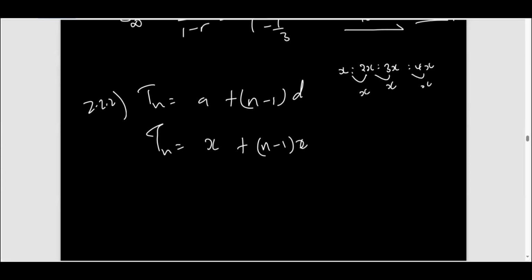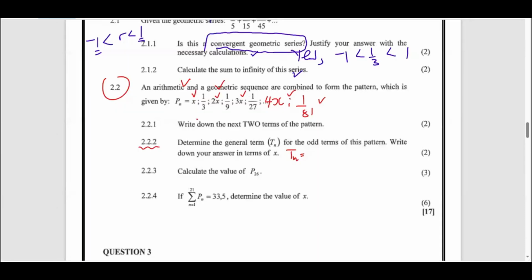Feel free to open it up. So x plus nx minus x, which means the nth term is just nx, so n multiplied by x. If n is 1, then that is it. Straightforward, which is nx. And then they want us to get the value of P26. So the question now is, is 26 an odd number or an even number? We know that it's going to be an even number.